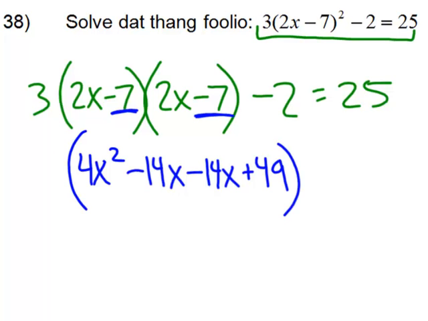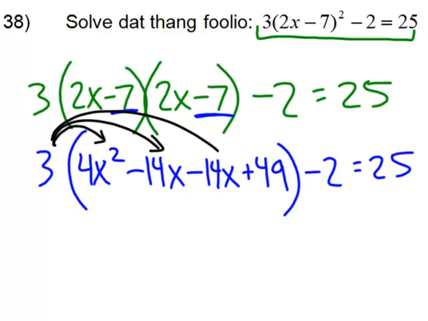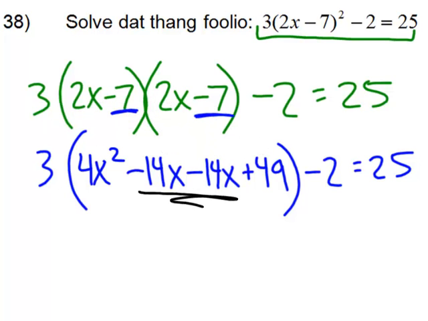We've still got that 3 hanging on the outside. We've still got a minus 2 here. We've still got equals 25. All right, let's distribute that 3. Our order of operations says that the next thing we should do is distribute this 3. And I also see that there's some like terms inside those parentheses, right? So I'll combine those at the same time. All right, 3 times 4x squared will give us 12x squared. I've got minus 14x and another minus 14x. That's negative 28x.